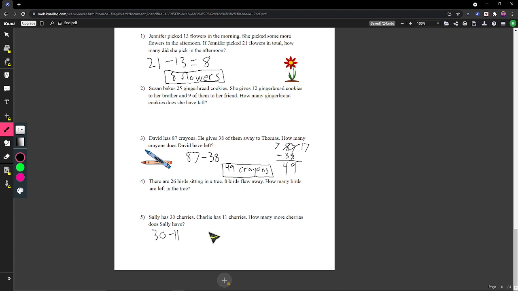So 30 minus 11, you could set it up in a similar equation like question 3, where you would make the 0 a 10, and you make the 3 a 2. And 10 minus 1 is 9, and 2 minus 1 is 1, so 19. So that means Sally has 19 more cherries.